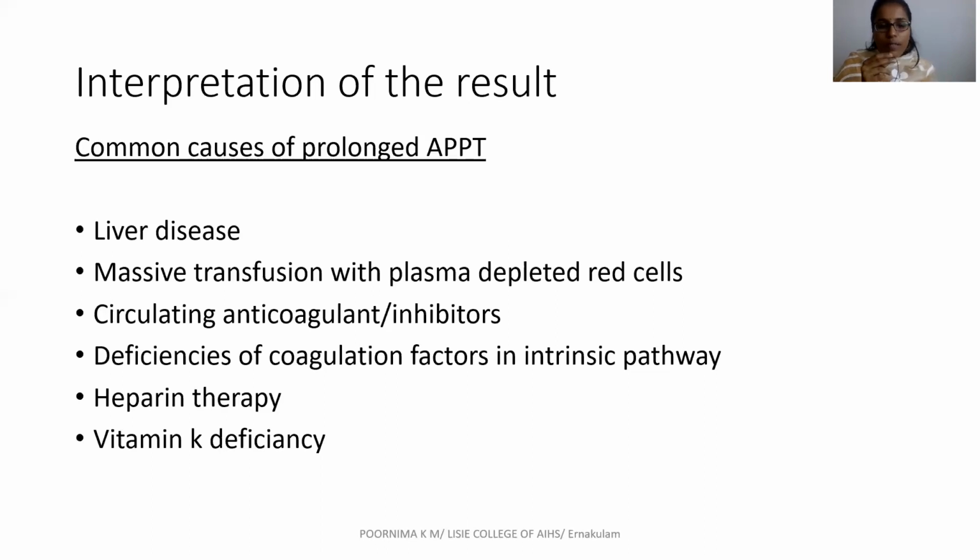So the last one is vitamin K deficiency. The factors 2, 7, 9 and 10 are the vitamin K dependent factors, of which factors 9, 10 and 2 come under the intrinsic pathway. So in case of vitamin K deficiency, those factors cannot get activated. So it can lead to prolonged APTT. So these are the common causes of prolonged APTT. Thank you.